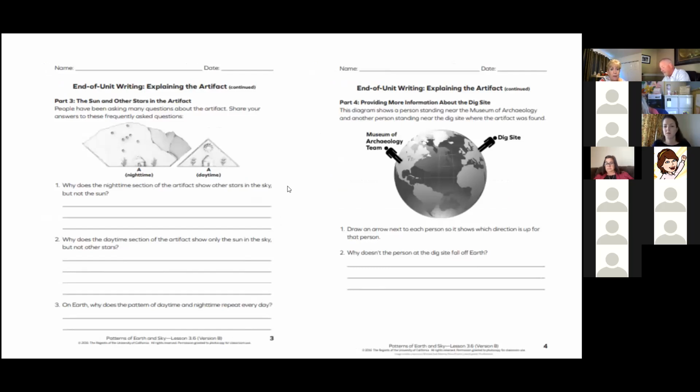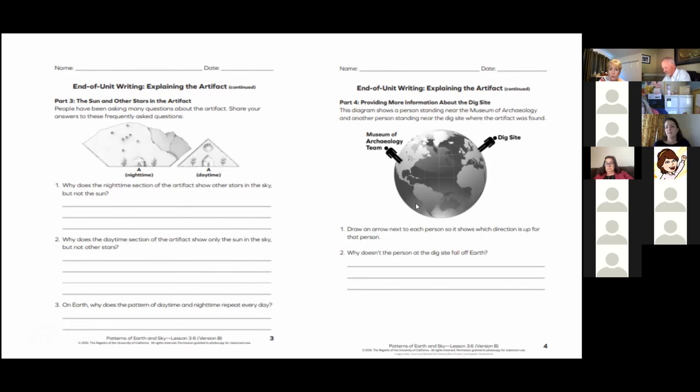On part 3 and part 4, version A and B look exactly the same. So the only thing that you're going to see as a difference there are just the sentence scaffolds on part 2. And so part 3 asks, why does the nighttime section of the artifact show other stars in the sky? Why does the daytime section show only the sun in the sky, but not other stars? And why does the pattern of daytime and nighttime repeat every day? So students are just writing short answers on part 3.